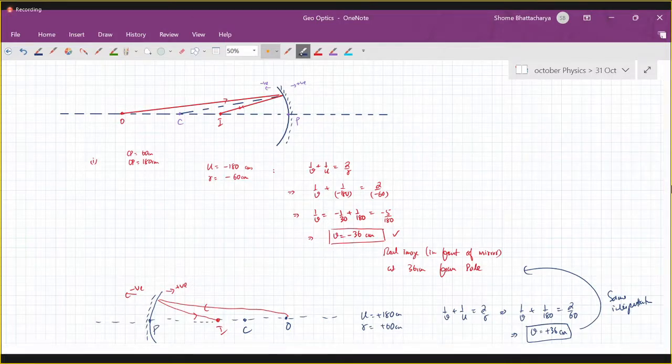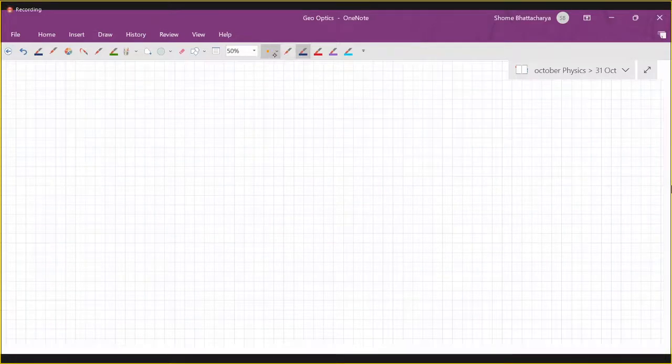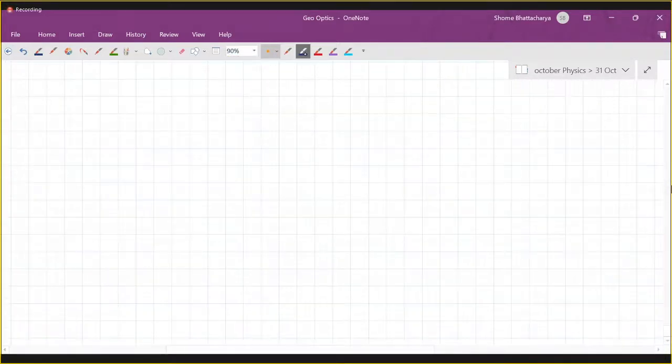Okay, so let's verify the answers in each of the cases. Okay, so we had taken 180 as the first one. Okay, then next case, we just visually understand it first.